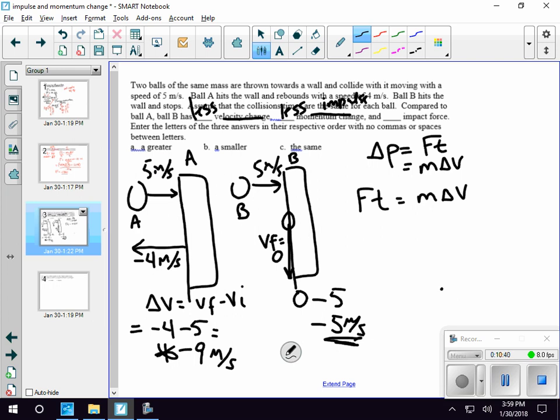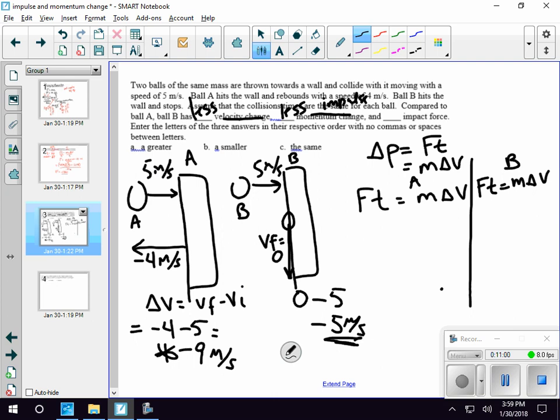So I don't know. Maybe the easiest thing for me to do would be to make up a number, or maybe not. All right, let's say that's ball A, and let's say that that is ball B. All right, hits the wall and stops. Assume the collision times are the same.